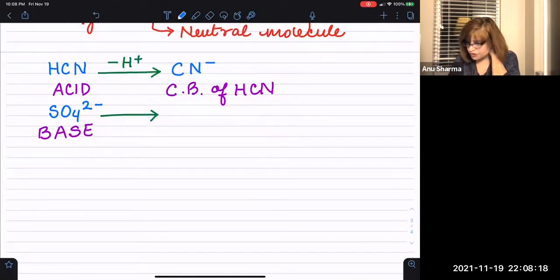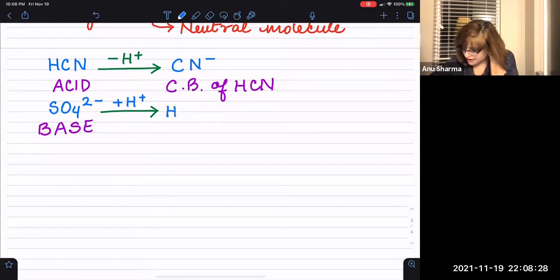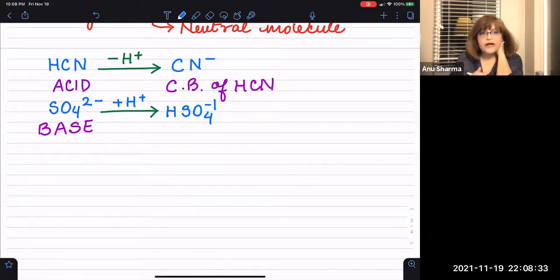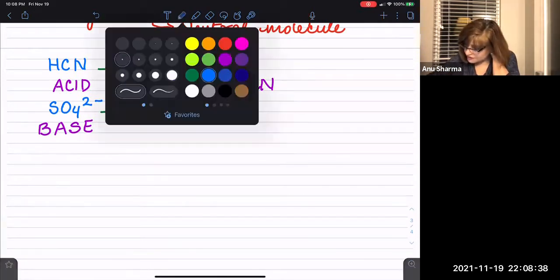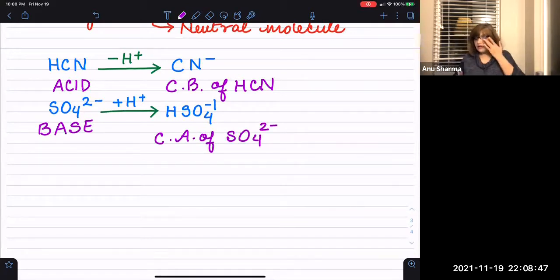Every base will have a conjugate acid. So that means this hydrogen that is released by the HCN is being absorbed by the sulfate ion. So this becomes HSO4 with 1 negative. Remember, anytime one hydrogen ion comes, it neutralizes one negative charge. So this becomes the conjugate acid of SO4 with 2 negatives.